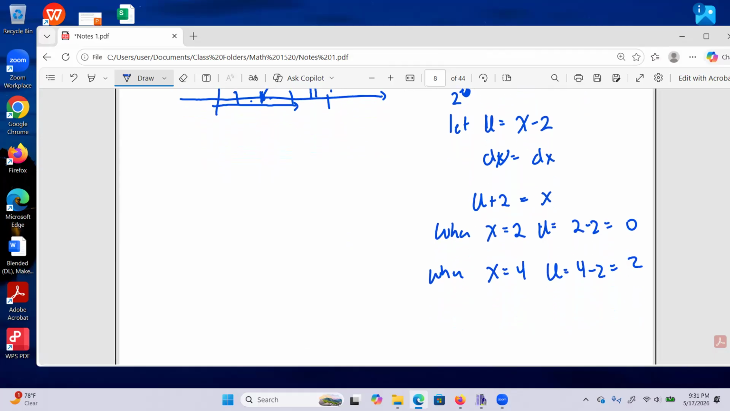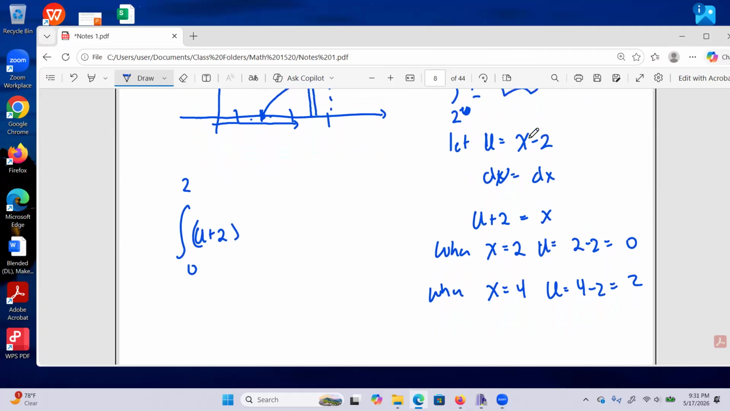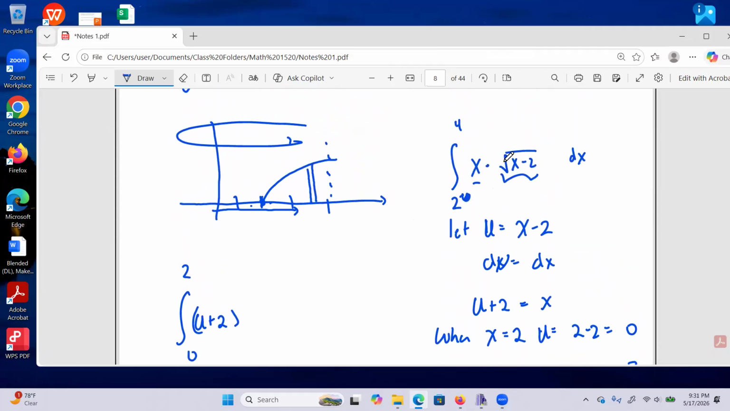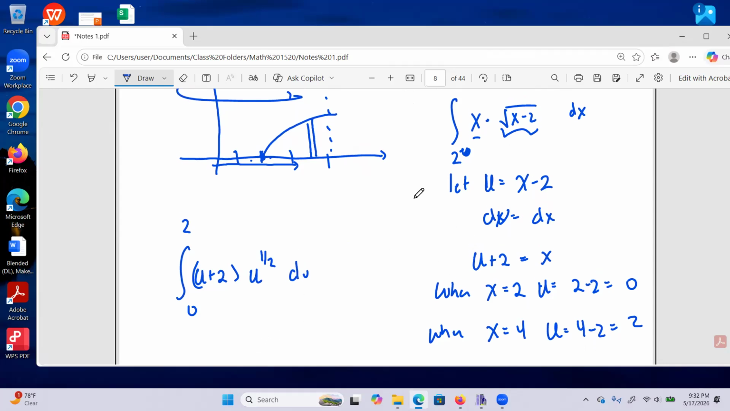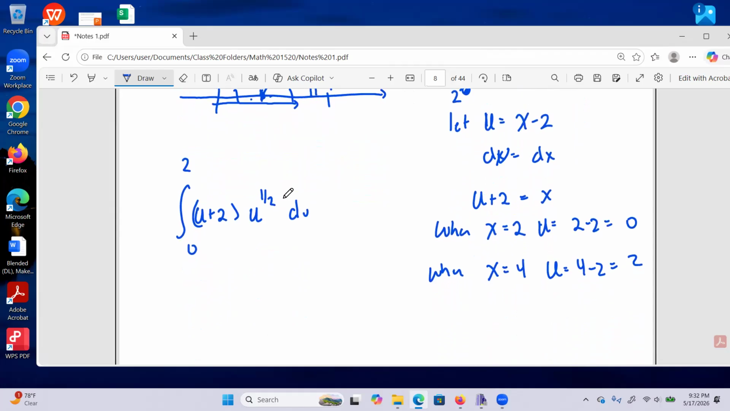So we're going to say u is going from 0 to 2. And now what is x? I can't use x's anymore. I have to use u's. So we have u plus 2. And then we still have u to the 1/2 power here, since u is equal to x minus 2. And of course, we have a du because dx was du. That's an integral I can actually go ahead and deal with.